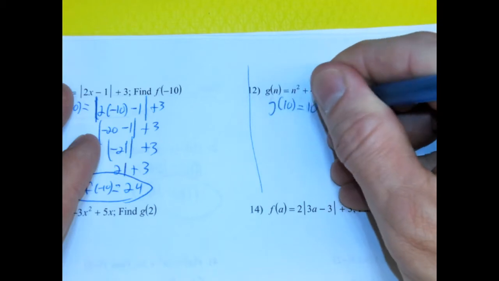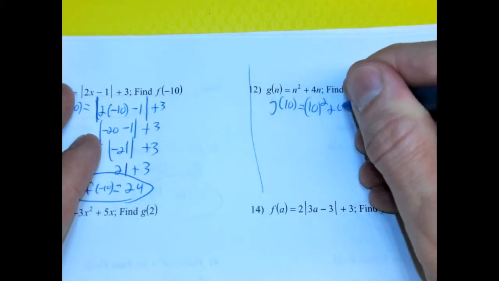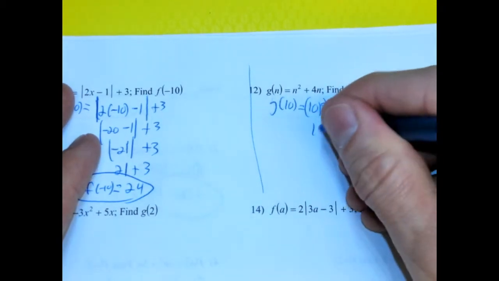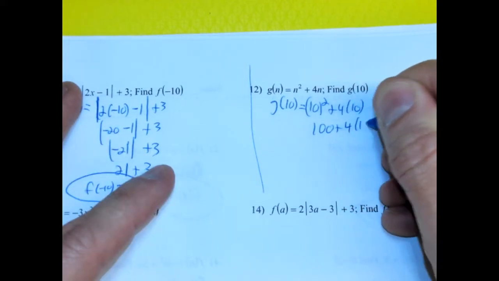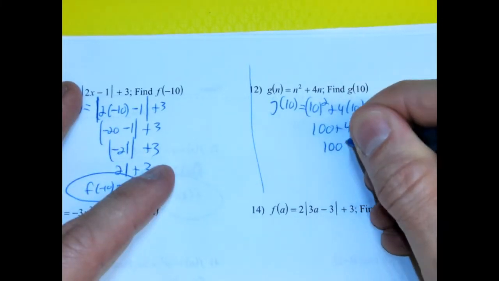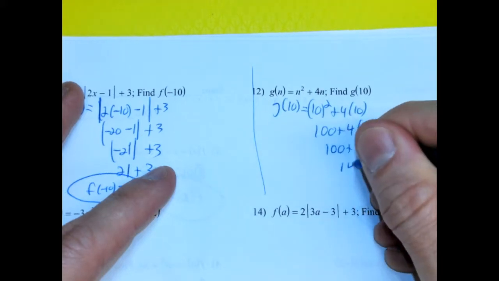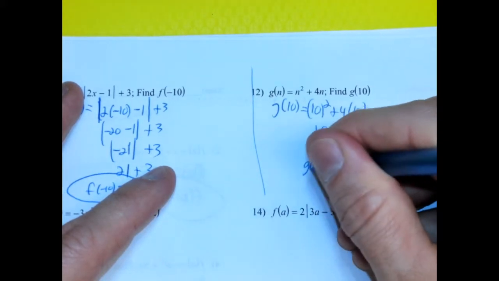So we're going to have 10 squared plus 4 times 10. 10 squared is 100. And 4 times 10 is 40. And 100 plus 40 is 140. So G of 10 is 140.